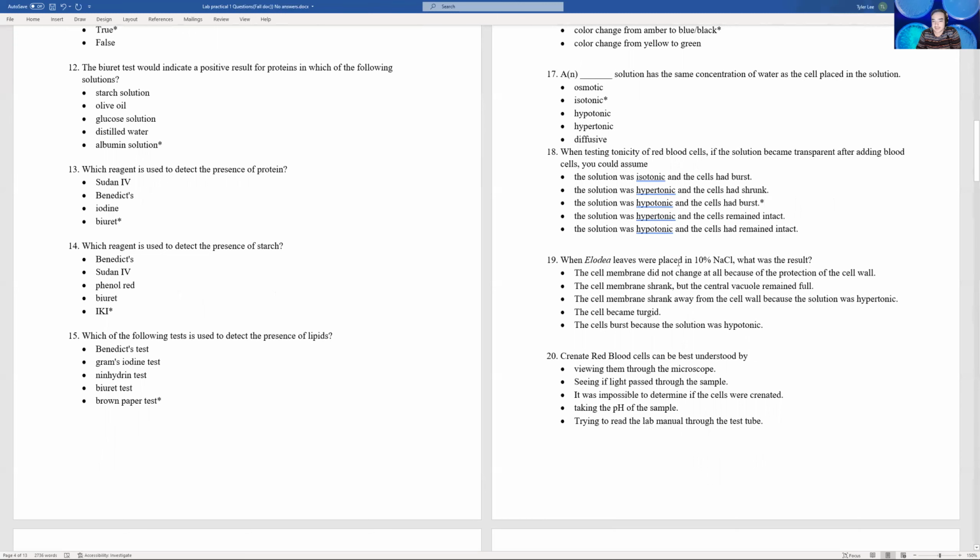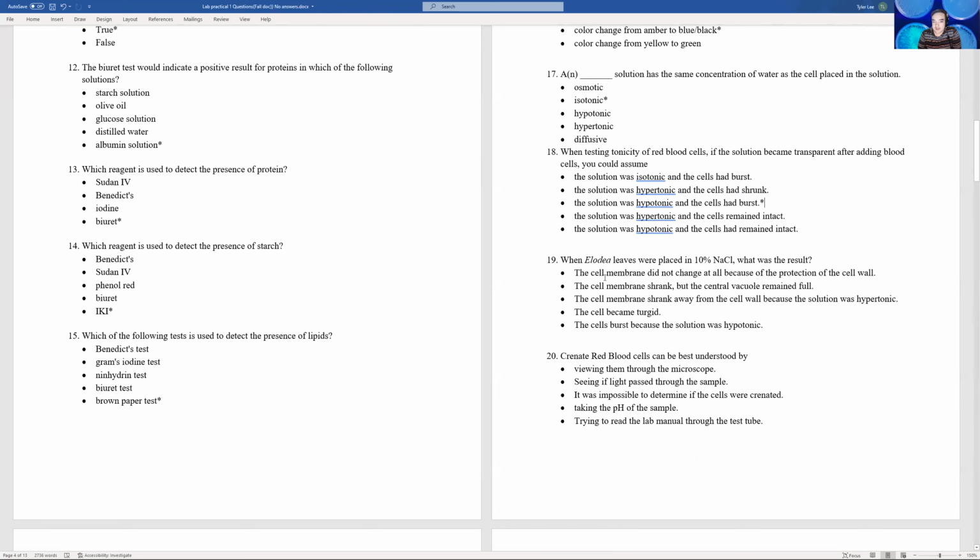When the Elodea leaves, and again, Elodea is a plant cell, are placed in the 10% sodium chloride, what is the result? In this case, we're placing it in a very high salt solution, 10%. So this would be a hypertonic solution, which means that there are more solutes on the outside of the cell than on the inside, which means that water is going to leave the cell and be attracted to the solutes in the solution.